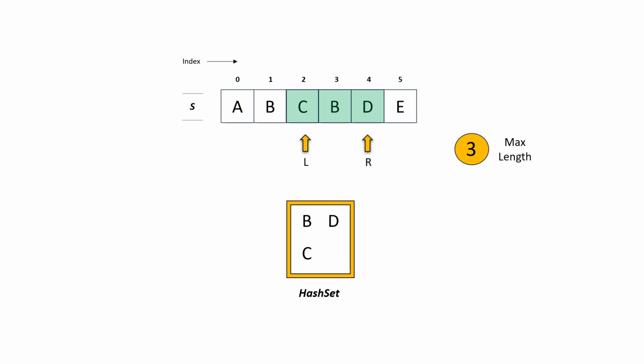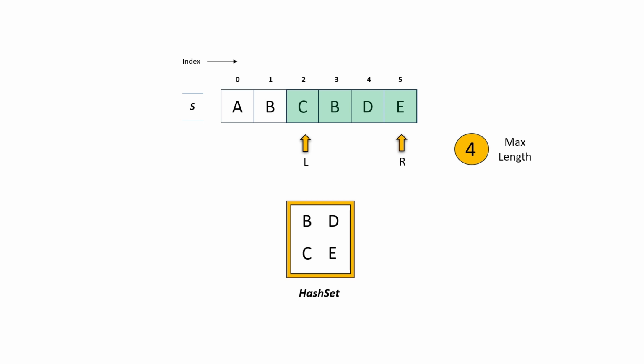And finally, R reaches the end of the entire S string. The entire substring CBDE is valid because none of its characters are present in the hash set from earlier on. And so we update our max length to 4. Since R has reached the end of the string, we simply stop our iteration. Whatever the maximum length we achieved during the entire traversal is our final answer.